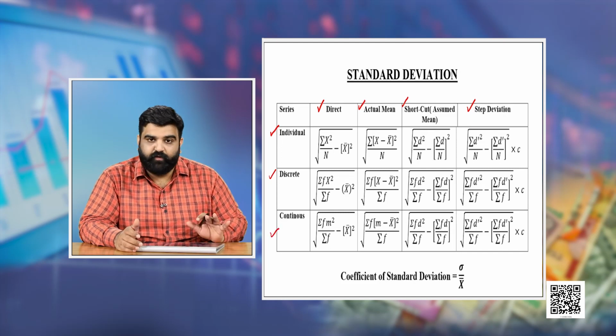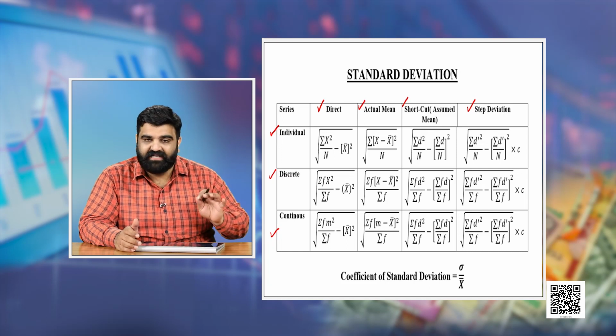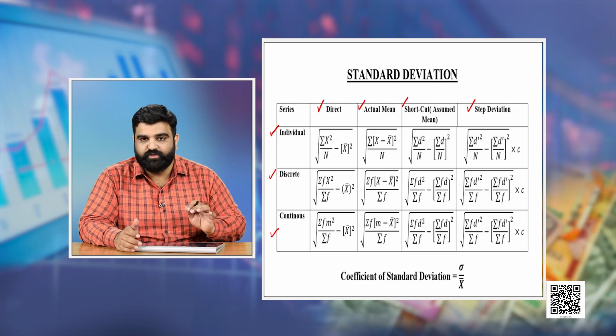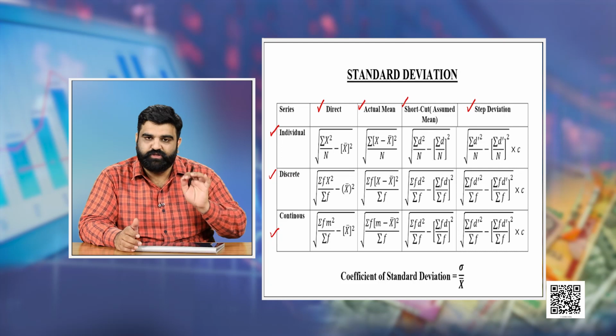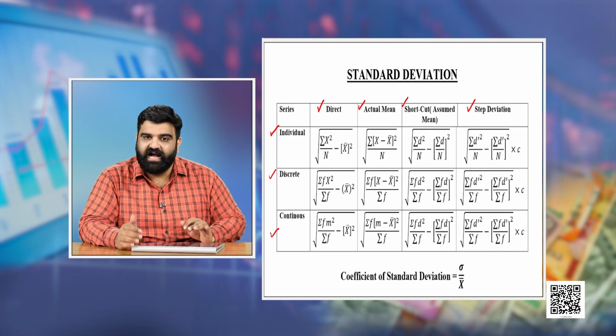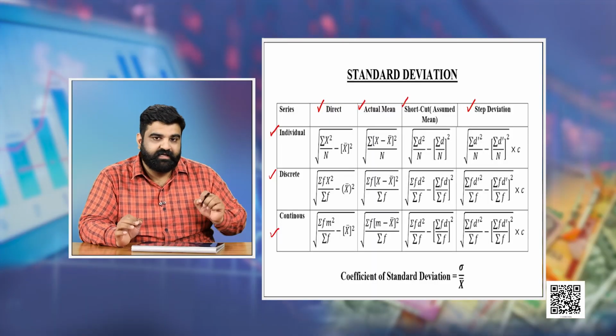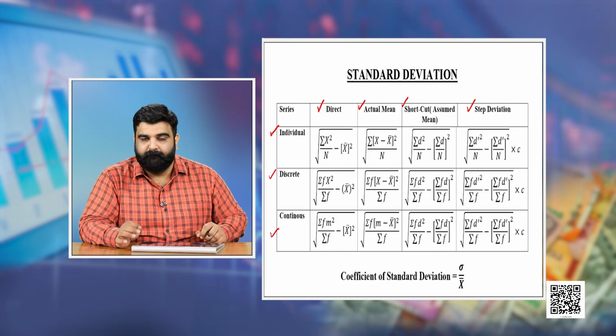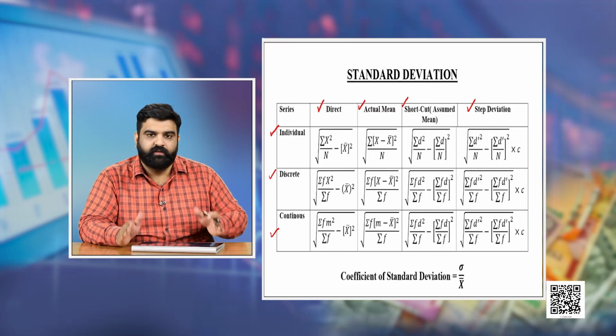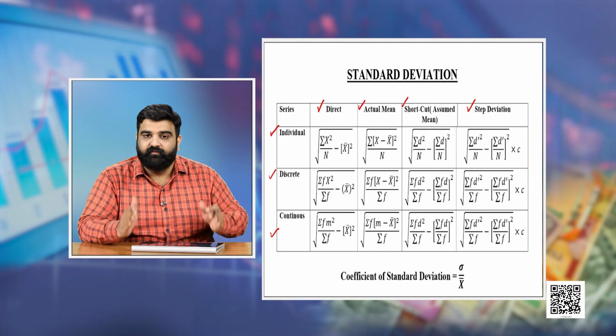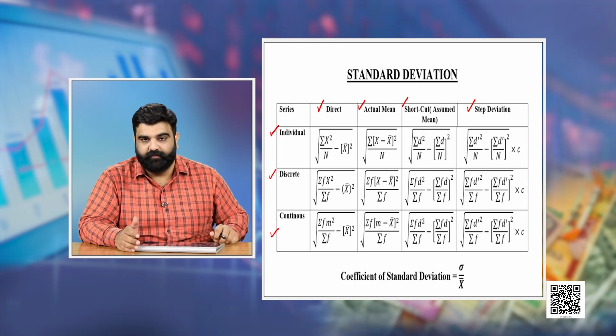The formula for the direct method is the square root of sigma x square by n minus mean square. Then we have the actual mean method, whose formula is the square root of sigma (x minus mean) whole square divided by n. Then we have the shortcut method, which is sigma d square by n minus (sigma d by n) whole square, and we take the square root of the whole expression.